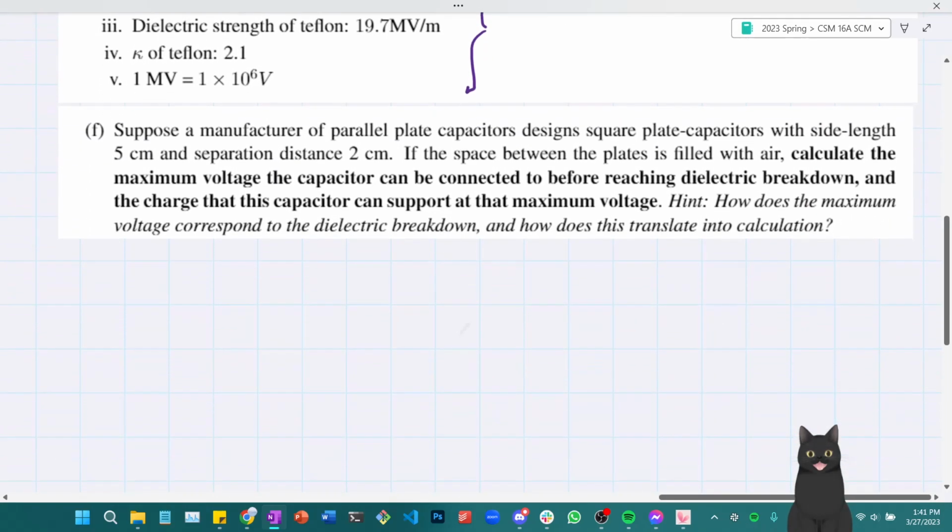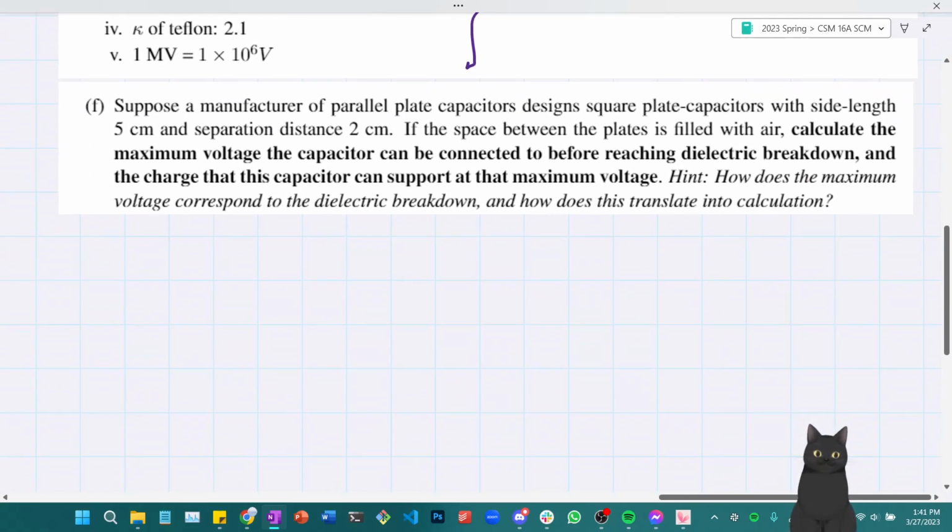Alright, so let's get started with part F. Suppose that now we have a parallel plate capacitor, and we're designing square plates for the capacitor conductor plates. The side length of these square plates is 5 centimeters, and the separation between the two plates is 2 centimeters. If the space between the plates is filled by air, which means we're just going to be using epsilon naught as our epsilon, calculate the maximum voltage the capacitor can be connected to before reaching dielectric breakdown, which means that the charge this capacitor can support is at the maximum.